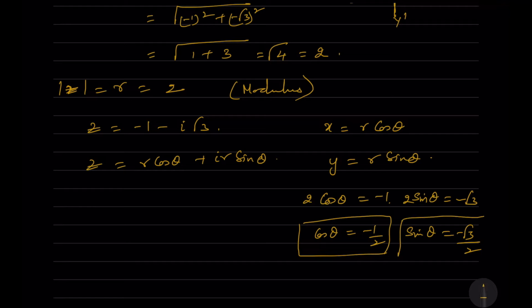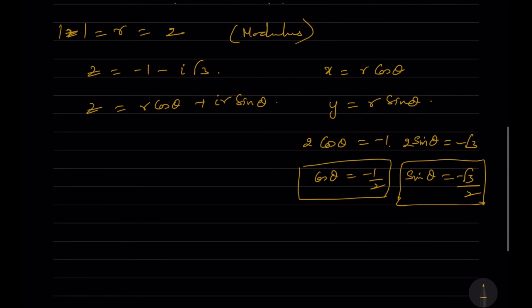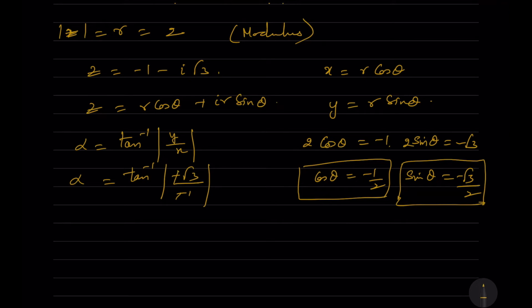Now how to find the argument, we'll see. We have to find alpha. Alpha is equal to tan inverse of mod of y by x, which is tan inverse of minus root 3 by minus 1, which is tan inverse of root 3. Where do we get root 3? We get it as tan of pi by 3. So the tan and tan inverse get cancelled, and alpha is equal to pi by 3.